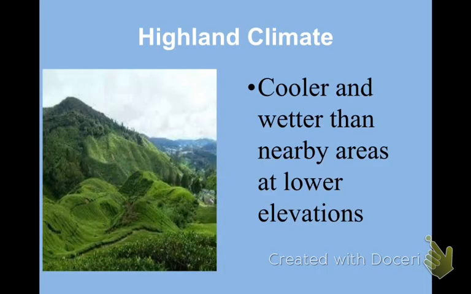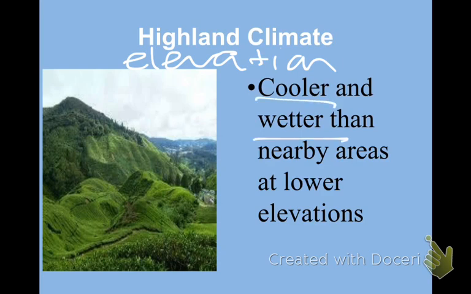Highland climates. These are areas that have a very high elevation. And as we already know, the higher the elevation you have, the colder and the more moist it's going to be. So these are cooler and wetter than areas at the bottom of the mountain. And remember, it's cooler because as you go up in altitude, you decrease in temperature. And also, as you go up in altitude and the air gets colder, it condenses, and that forces clouds and precipitation.